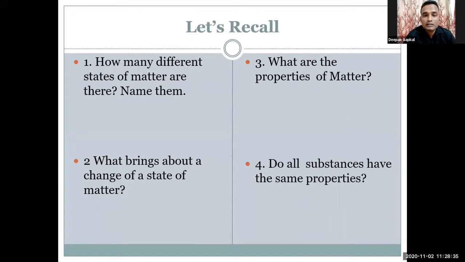Earlier I said the furniture is made from wood, your geometry box is made from metal, and your mobile screen is made from glass. Since they are not made from one substance, the properties will definitely not be the same. Understood? These questions are based on the previous standard, standard 6, that you have already learned. Okay, next. Now here, the properties of matter.